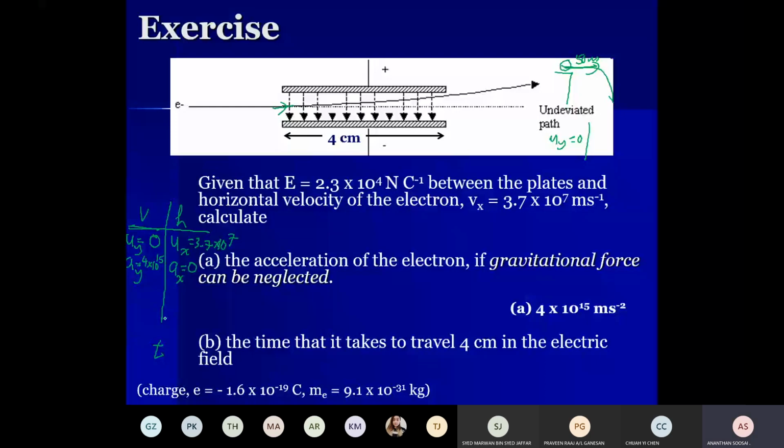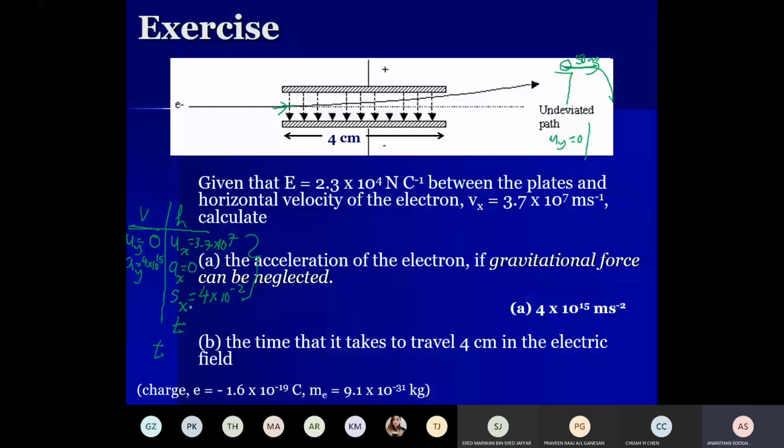Another piece of information: Sx. Very good. Sx, you know, is 4 cm, or in meters, 4 times 10 power negative 2. So you now have 3 pieces of information horizontally, so we can find the time by using the horizontal.